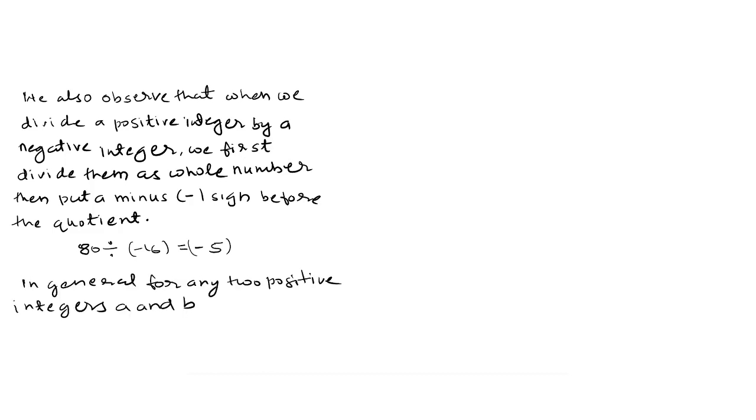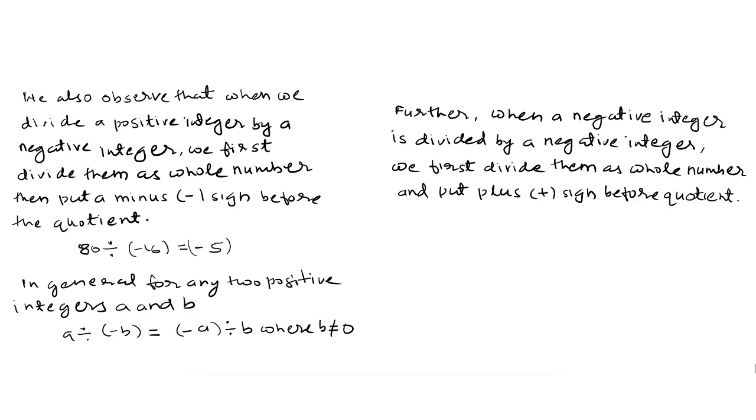In general, for any two positive integers a and b, a divided by minus b equal to minus a divided by b, where b is not equal to 0. Further, when a negative integer is divided by a negative integer, we first divide them as whole numbers and put plus sign before quotient.